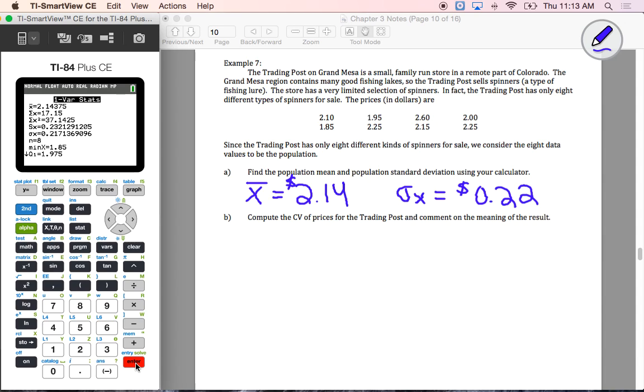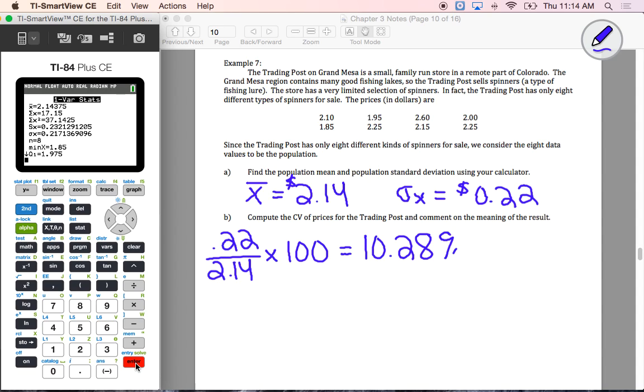Now they want you to find the coefficient of variation. So you take your standard deviation divided by your mean, multiply by 100. So 0.22 divided by 2.14 times 100. And we get 10.28%.